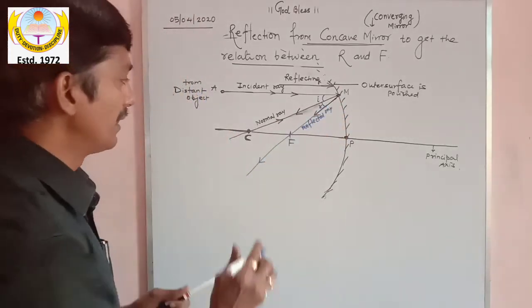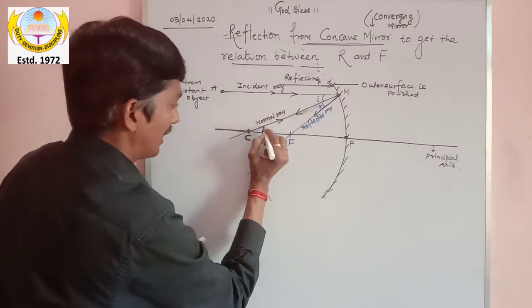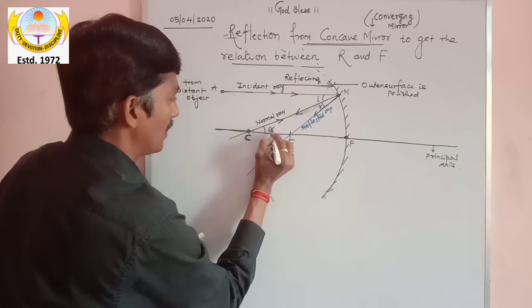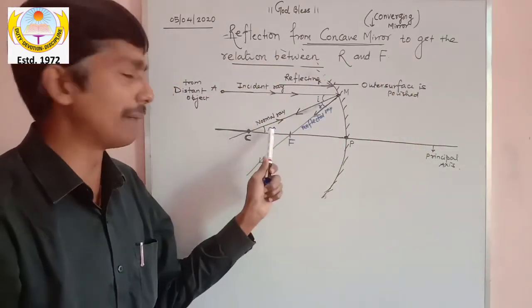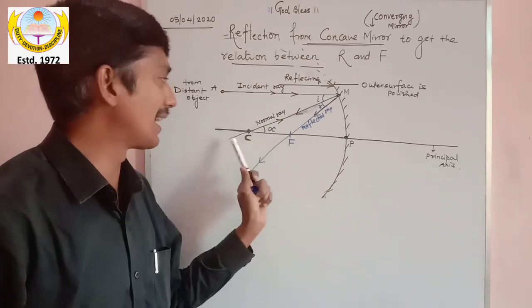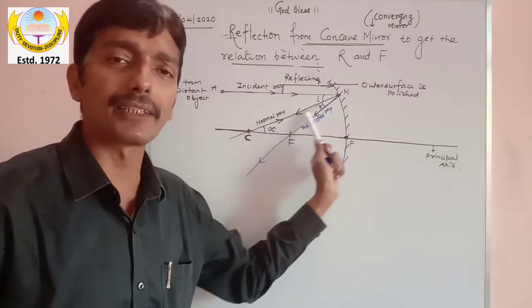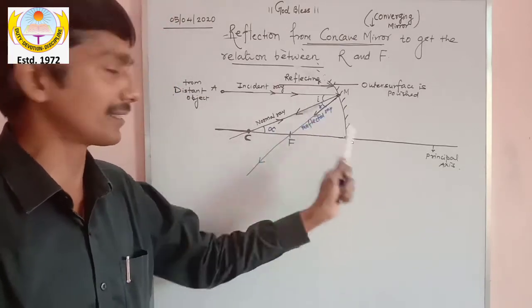Assume one more thing: let this normal ray, which you can see, make an angle of alpha with the principal axis. You can see in the figure that it makes an angle of alpha with the principal axis. This is my assumption, that this normal ray, or the ray passing through the center of curvature, makes an angle of alpha with the principal axis.